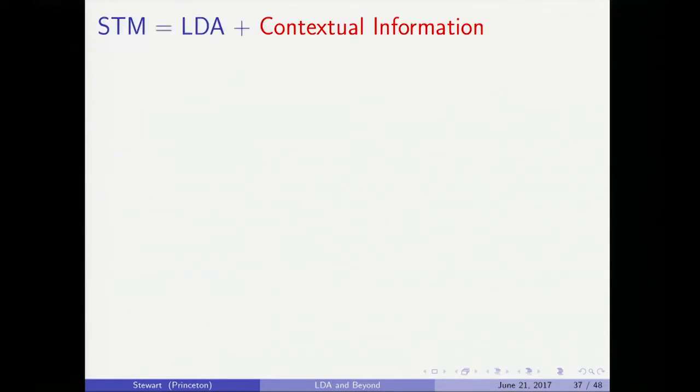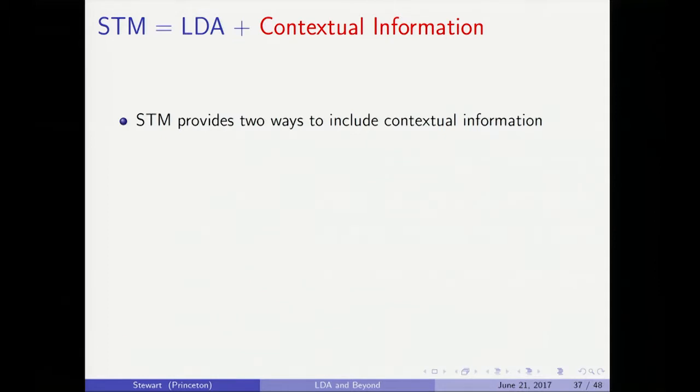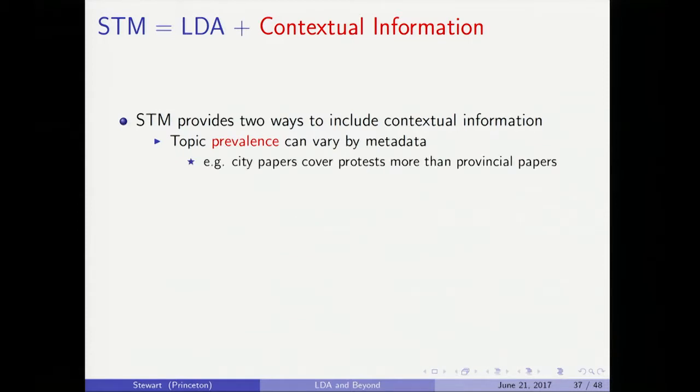But let's talk about structural topic models. What's going on with the STM is it's latent Dirichlet allocation plus that contextual information that we want to use to make our own custom model on the fly. There are two types of contextual information, which came from me looking at the literature and asking what people are actually trying to do with this information. There's topic prevalence that varies by metadata. For example, maybe a city paper in China is more likely to cover a protest than a provincial paper, right? It's the idea that one group talks more about something than another group.